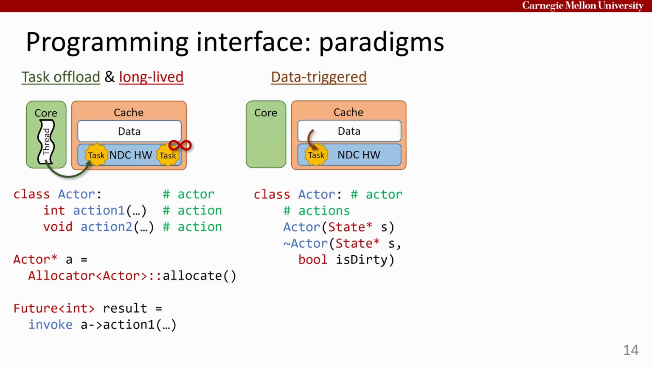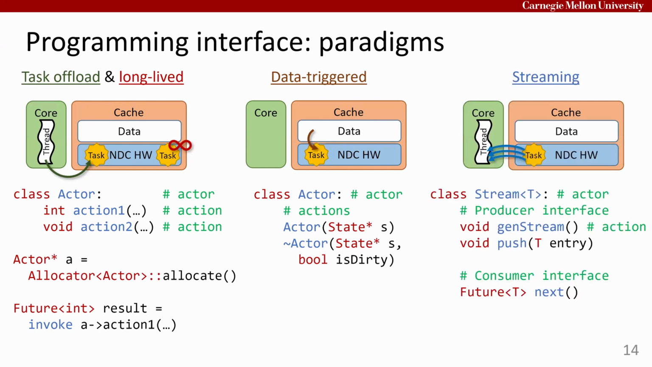Next is data triggered. We take inspiration from the prior NDC system Taco, which observed that allocating and deallocating data on cache insertions and evictions can implement a variety of data-triggered NDC designs. Accordingly, the actions for data-triggered actors are constructors and destructors, which are triggered on cache operations. Finally, streaming involves an actor with separate producer and consumer interfaces. GenStream is the near-data action, which must be implemented to populate the stream using the push function. And then the consumer, running as a regular thread, pops off the stream using the next function, which returns a future that contains the data when available.